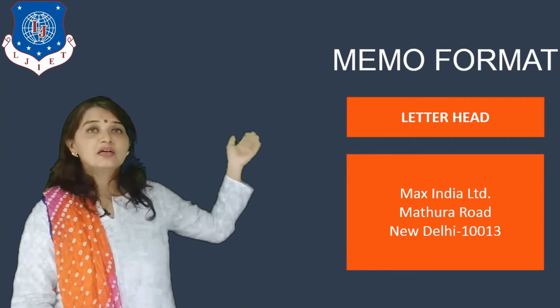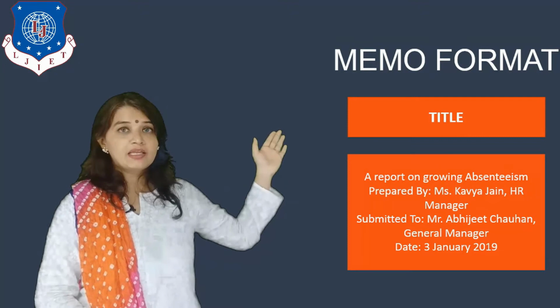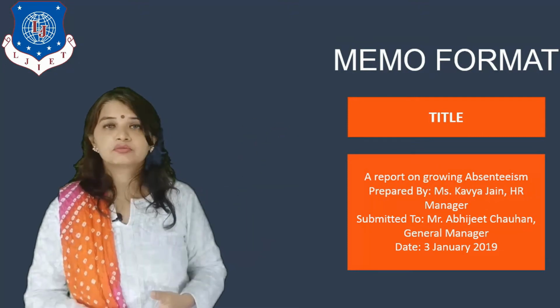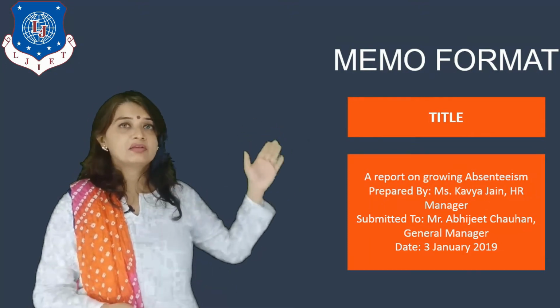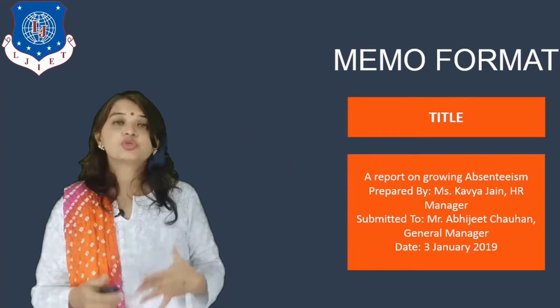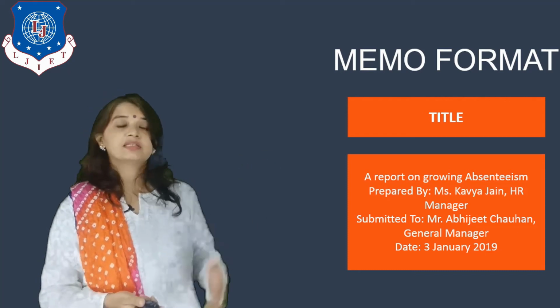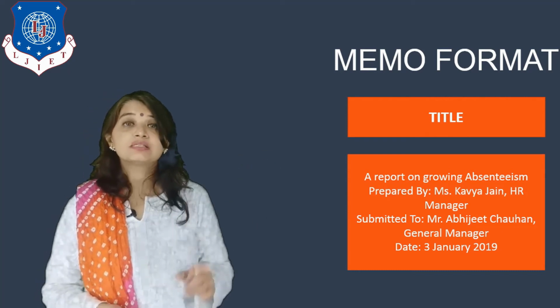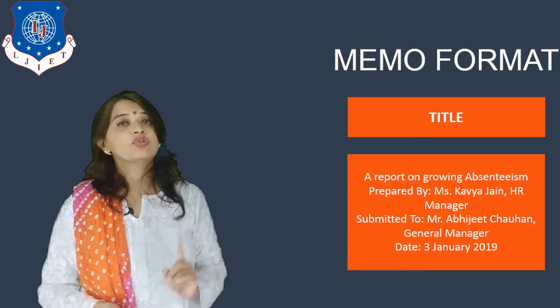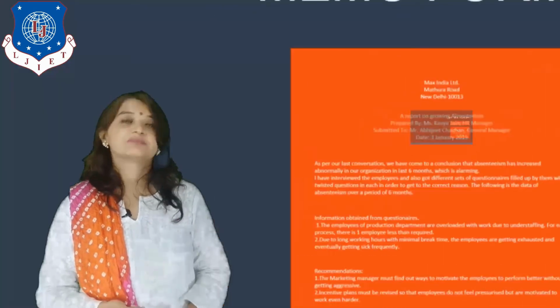As you can see, the title of the report has the heading or the topic of the report, followed by who has prepared the report. This is followed by the name of the person to whom the report is going to be submitted, and followed by the date of the report. So this is the title of the memo format and it is written centrally justified.